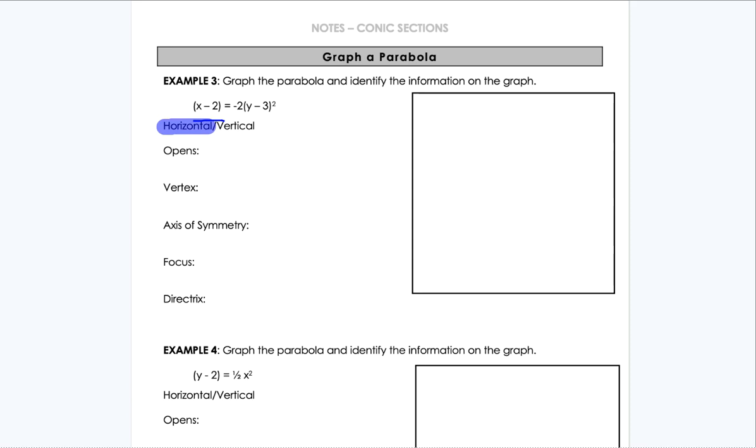I can also tell from this a value, since it's negative, that my parabola is going to open horizontally to the left. If it was positive, it'd be opening to the right. All right, next up, I can use my equation to find my vertex point. Remember, the vertex comes from the h and the k, which are the x and the y of the vertex. So that vertex would be at 2, and the y coordinate would be at 3.